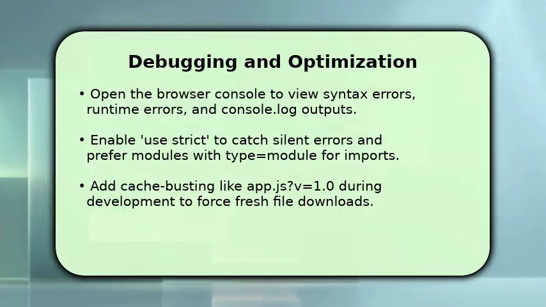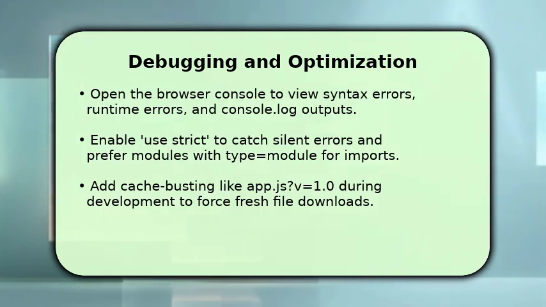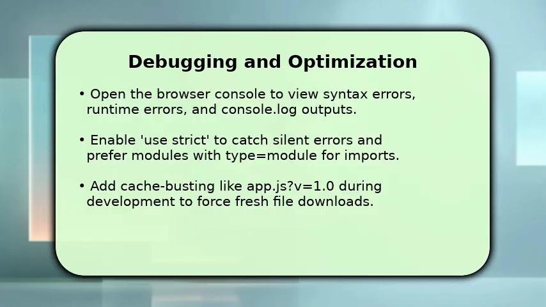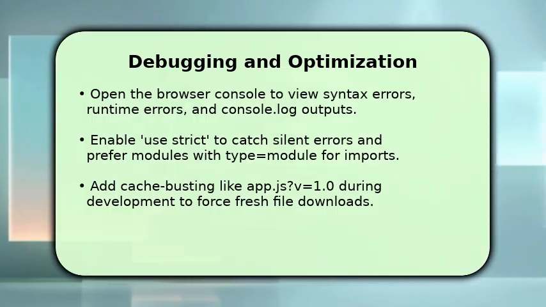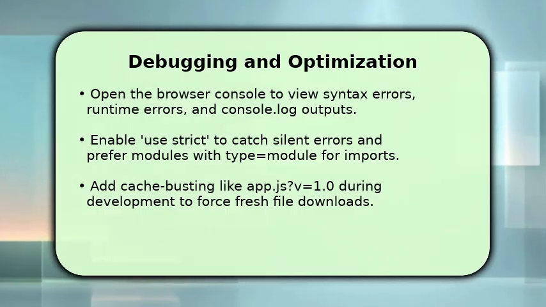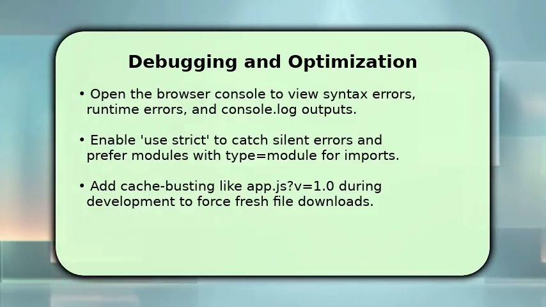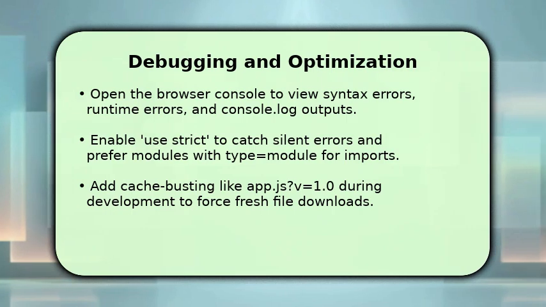Enable use strict to catch silent mistakes and to enforce safer coding patterns. Prefer modules by using type equals module when you need import and export functionality. During development, add cache-busting query strings like app.js?v=1.0 to force fresh downloads. Finally, test in multiple browsers and disable extensions that may.